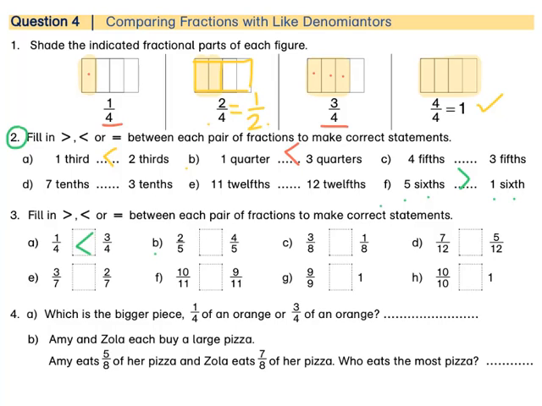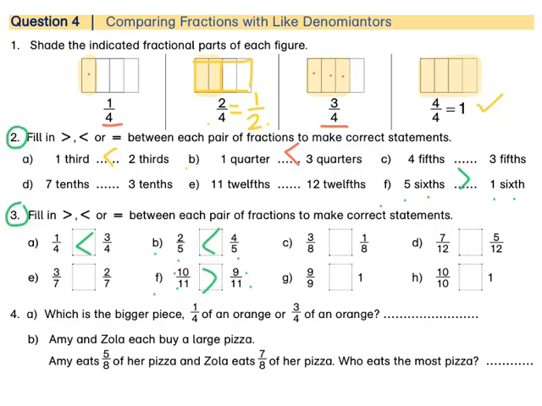For B, 2/5 and 4/5. 4/5 is bigger. For F, 10/11 or 9/11. 10 out of 11 is bigger. Press pause to complete all of 3 now.